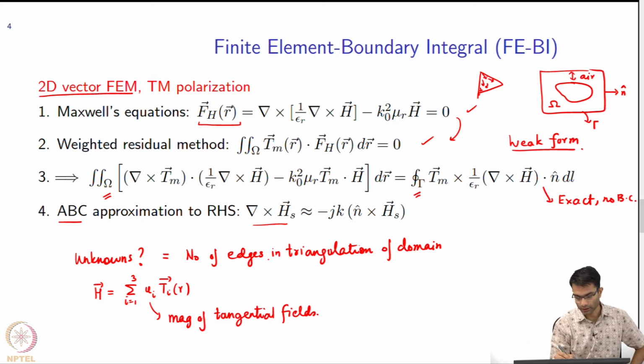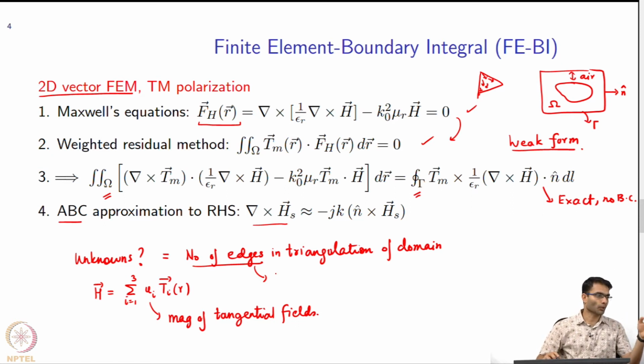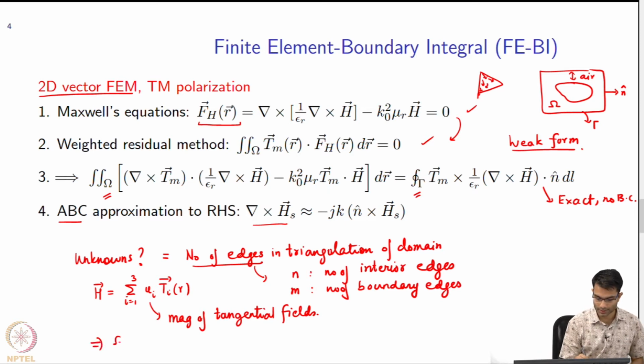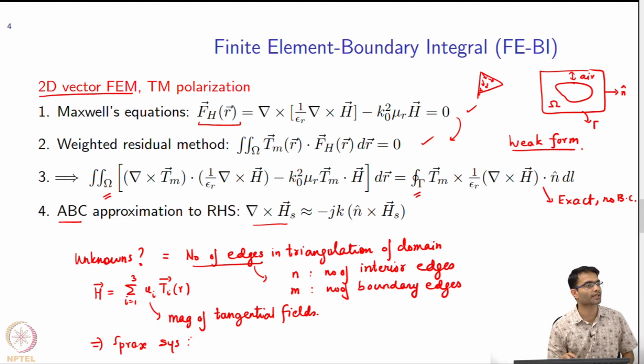Now, the number of unknowns is the number of edges. So, I am going to break this up into two components: the number of interior edges and the number of boundary edges. I am going to say n is the number of interior edges and m is the number of boundary edges. So, my sparse system of equations, Ax = b, what is the size of A? When I assemble the system of equations, the size is n plus m cross n plus m matrix size.